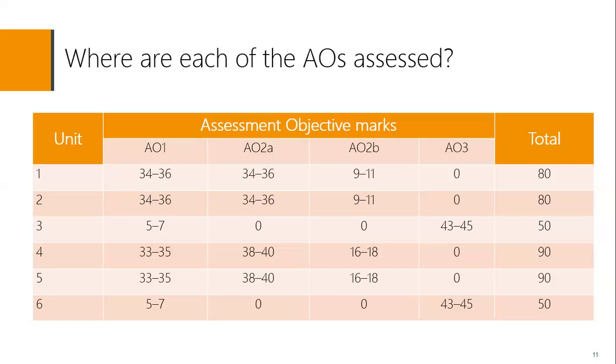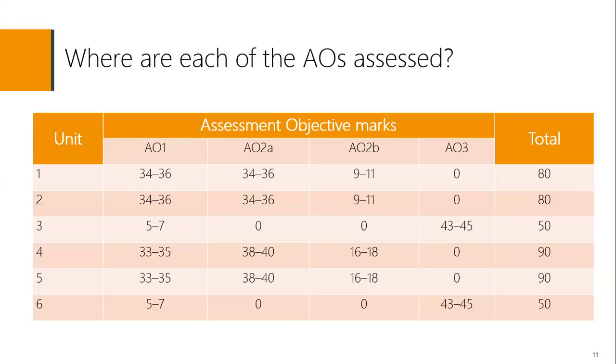So the percentage here is converted into the assessment objective marks on each paper. The IAS papers 1 and 2, Unit 1 and 2 are out of 80 marks. 4 and 5 in IA2 are out of 90 marks. The practical papers are out of 50 marks in both cases. So this shows you the approximate number of marks allocated to each assessment objective.